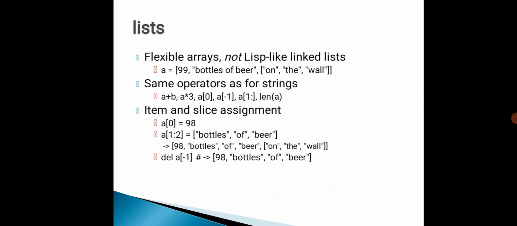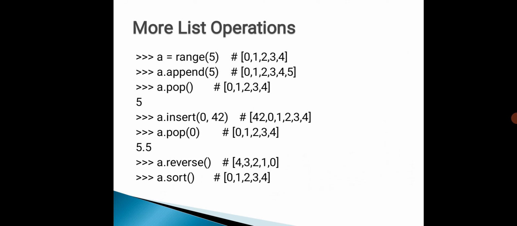Lists: flexible arrays, not Lisp-like linked lists. Same operators as for strings. Item and slice assignment. More list operations: a = range, a.append, a.pop, a.insert, a.pop, a.reverse, a.sort.